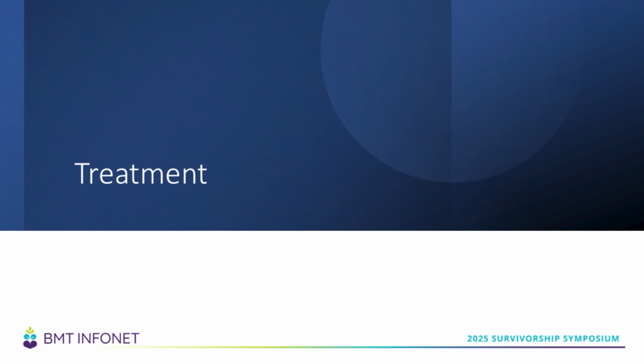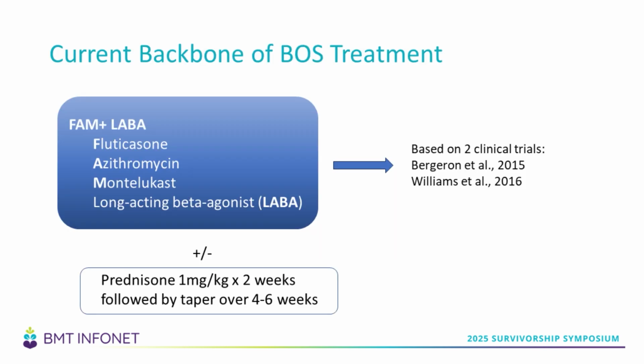Okay, so now I'm going to move on to treatment and just review what we do if somebody is diagnosed with BOS. The current backbone is this regimen that I call FAM plus LABA. That's Fluticasone, which is an inhaled steroid, Azithromycin, which is an antibiotic that many of us know, Montelukast, which is a daily anti-allergy pill, and a long-acting beta-agonist, or LABA, which is a bronchodilator. This helps open up airways, twitchy airways.